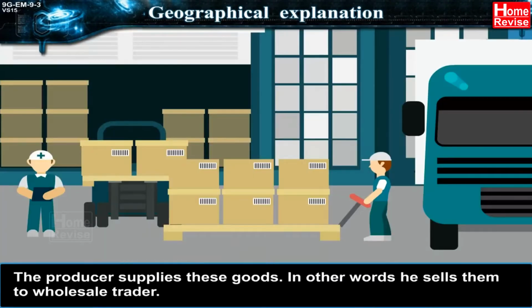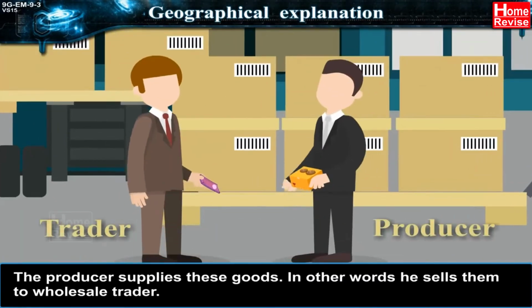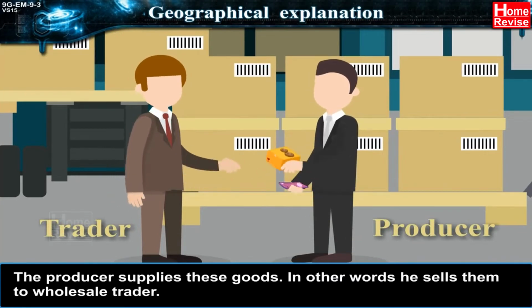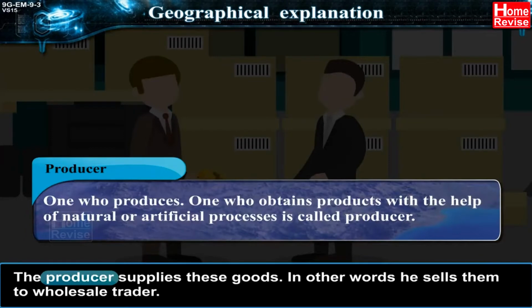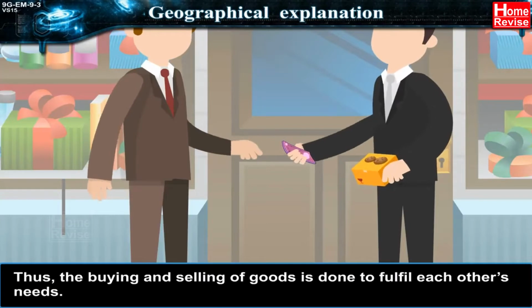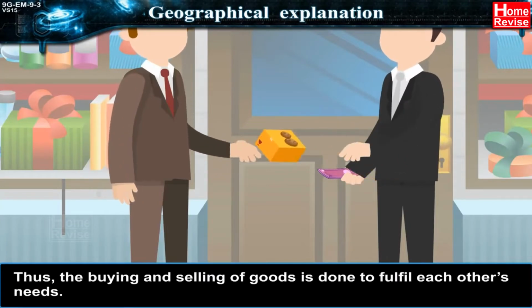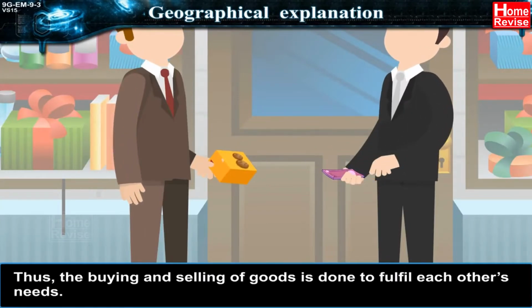The producer supplies these goods. In other words, he sells them to wholesale traders. Producer is one who produces. One who obtains products with the help of natural or artificial processes is called producer. Thus, the buying and selling of goods is done to fulfill each other's needs.